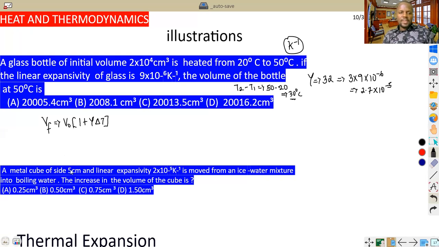About question two, we have a metal cube of the size you can see given. Literally, mensuration is tested here. It is a cube with a linear expansivity, moved from an ice water mixture into boiling water. The increase in volume of the cube is what is asked. The volume of a cube, from your mensuration class, is the initial length raised to power 3, the side raised to power 3. In this case it is 5, and 5 raised to power 3 is 125 cm³. So that is V naught, which is your initial volume. The increase in volume, very good.